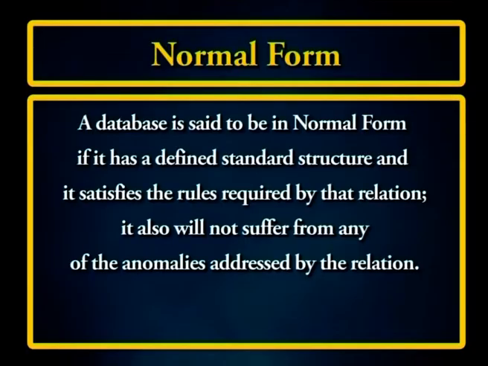So, after learning about the concept of functional dependency, we are ready for the normal forms. Starting with the definition of normal form: what is a normal form? A database is said to be in normal form if it has a defined standard structure and it satisfies the rules required by that relation. It also will not suffer from any of the anomalies addressed by the relation.